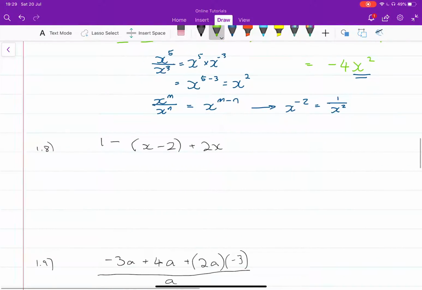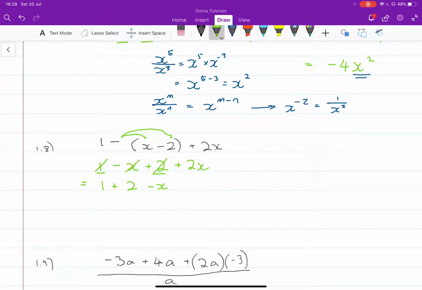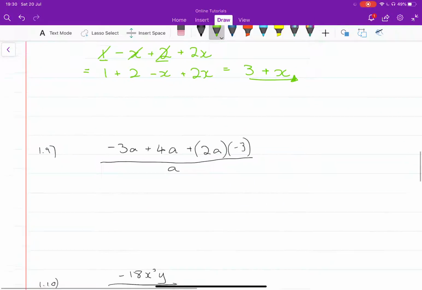Okay, so let's continue with 1.8. We have to get rid of these brackets, so we simply multiply this negative to everything. So we have 1 minus x, minus minus gives us a plus 2 plus 2x, because we can't do anything with that. And then let's group them. We have constants, 1 plus 2, which is 3, and minus x plus 2x is just x. That's our final answer.